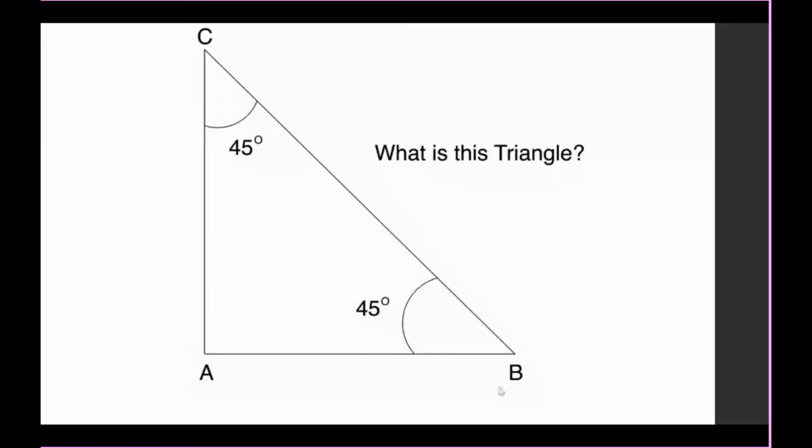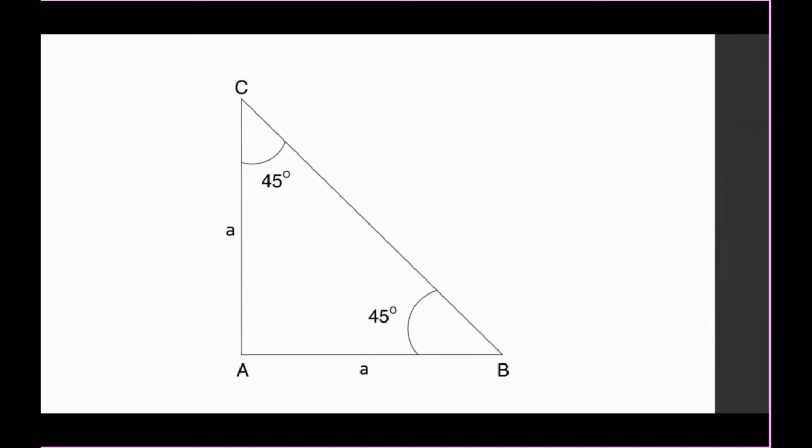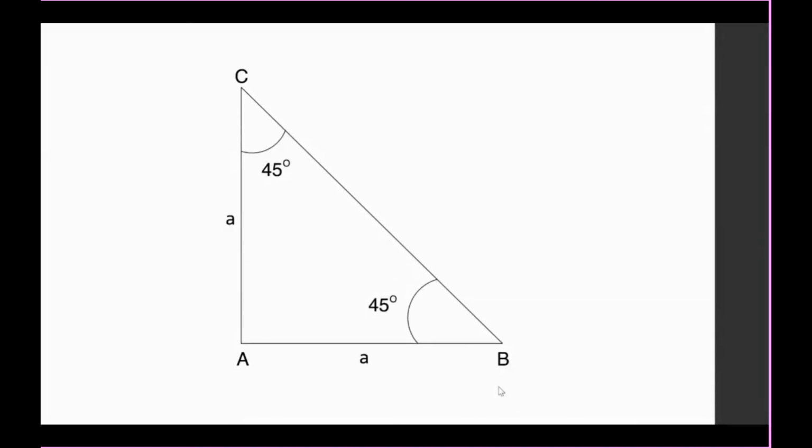So what is the name of this triangle? Apart from being a right angle triangle, since the base angles are equal, this triangle is referred to as an isosceles triangle. What is an isosceles triangle? Two sides will be equal. So let us take the two sides to be A. Now by using the Pythagoras theorem, we can find the value of BC. BC is nothing but the square root of AB squared plus AC squared. It's nothing but the square root of A squared plus A squared.